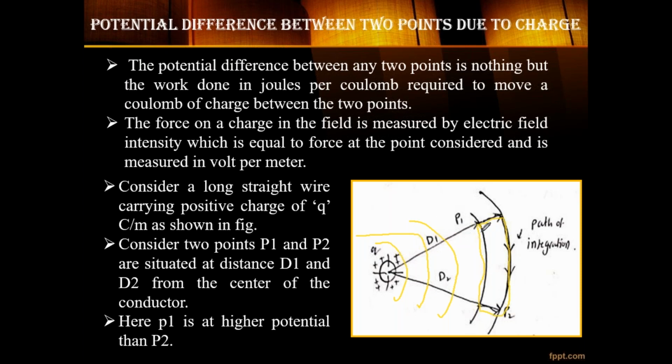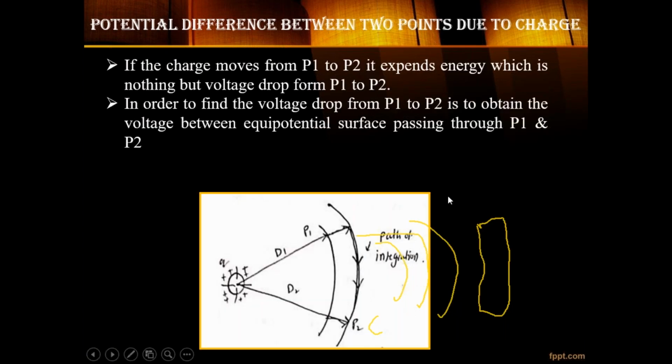Now we can calculate the potential integration with respect to P1 and P2 by using the distances D1 and D2 from the origin. From this, we are calculating the capacitance value of a single conductor. If the charge is moved from P1 to P2, then the energy is nothing but the voltage drop from P1 to P2. Considering this path between P1 and P2, the potential drop will occur.